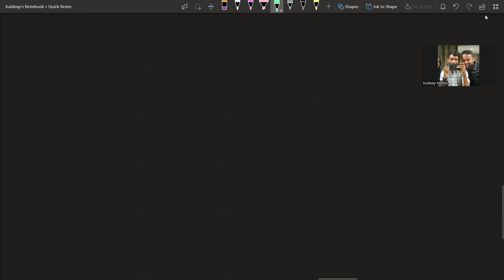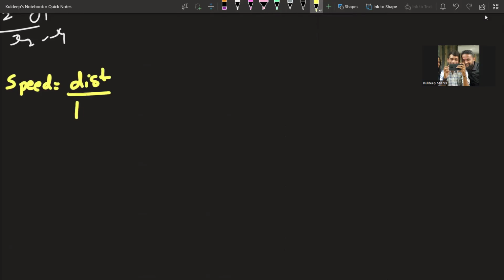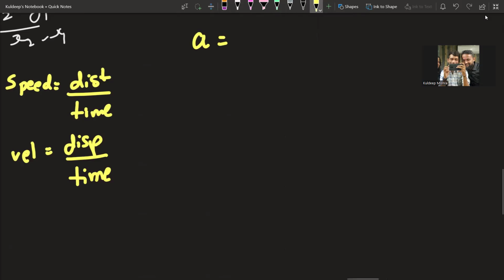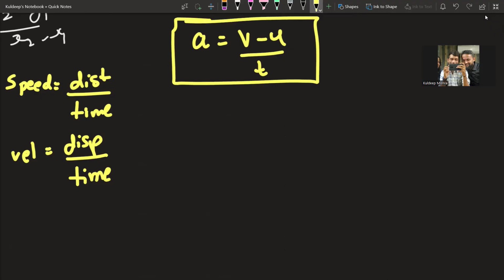Okay. Now, as we know, velocity or speed is distance upon time. Speed is distance over time, or velocity is displacement upon time. Acceleration is change in velocity upon time. Remember this, okay? Acceleration is change in velocity upon time. U is the initial velocity, V is the final velocity.